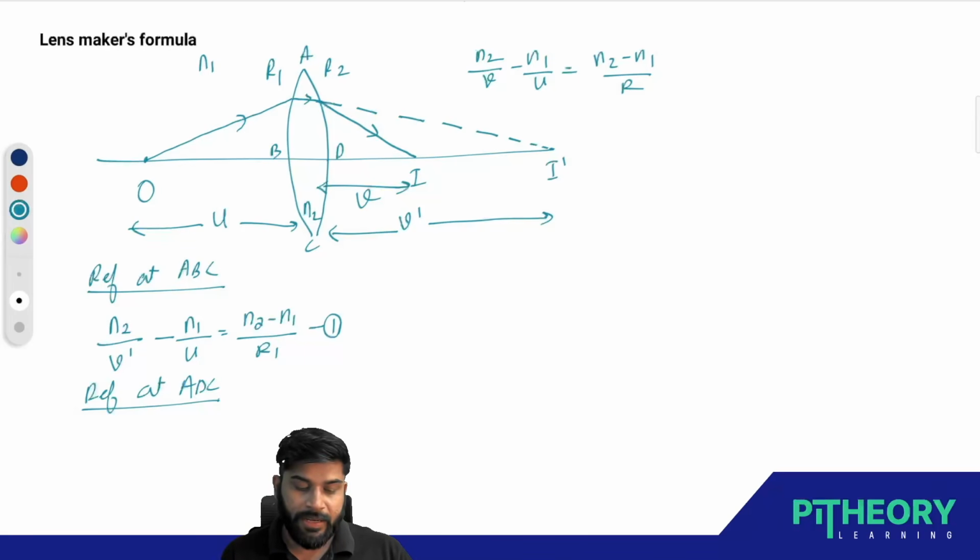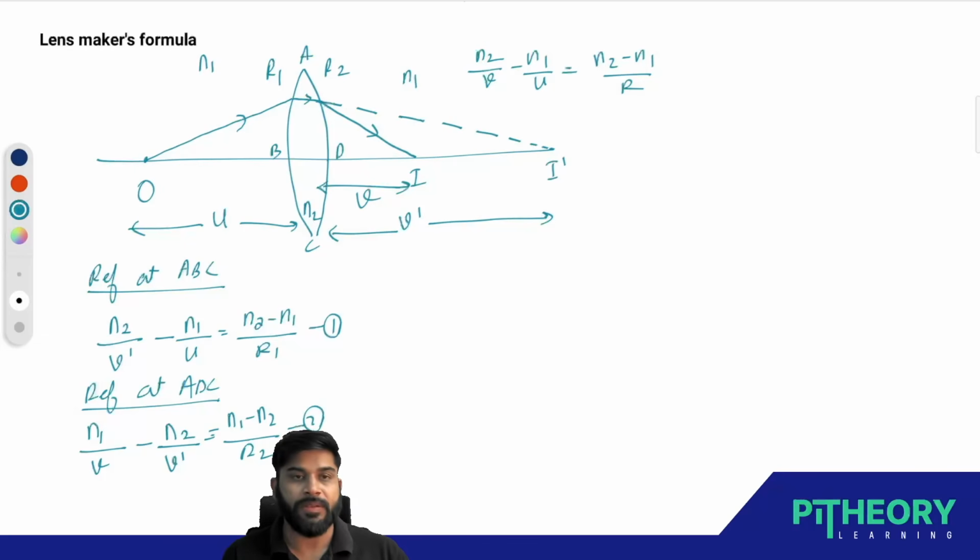So when you are writing the relation for this, the second medium has the refractive index N1. Keep that in mind. So N1 by the final image distance V, minus the first medium of refractive index N2 divided by the image distance V dash, is equal to N1 minus N2 divided by R2. This is the second equation. I hope you got this. Now what we have to do is add these two equations, the first and second, together.